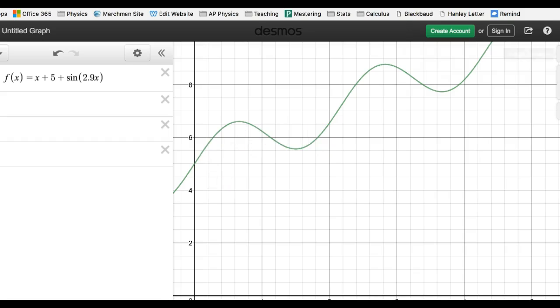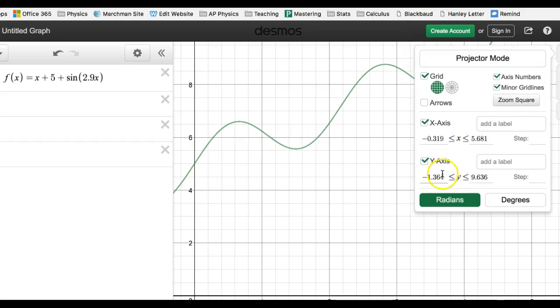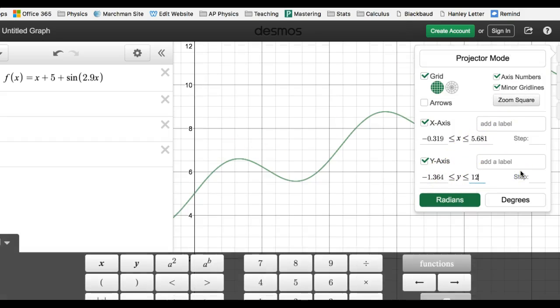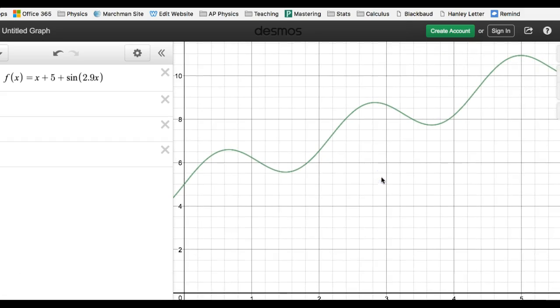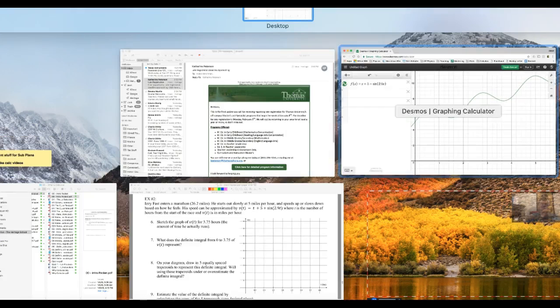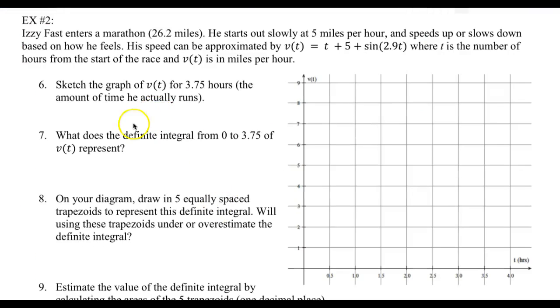And so my graph, I'm going to make it zoom out a little bit. I'll go to 12. There we go. That way you can see the whole thing. So my graph is sort of this up and down increasing periodic function here. And so what I want to do here is find what does it represent.